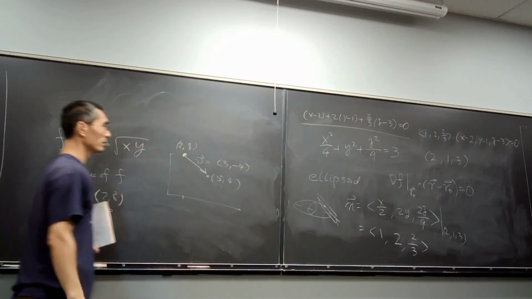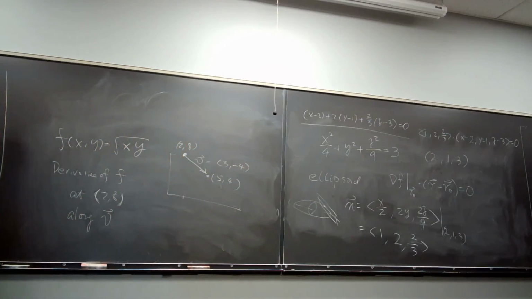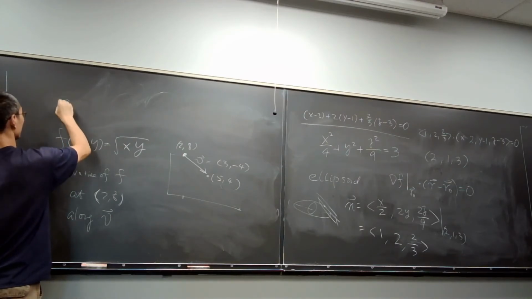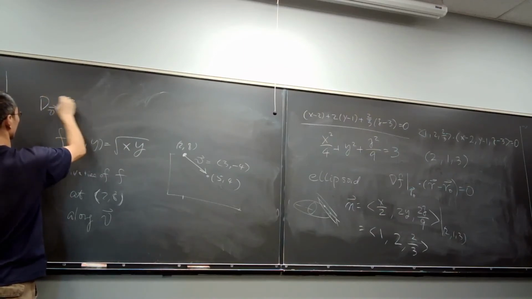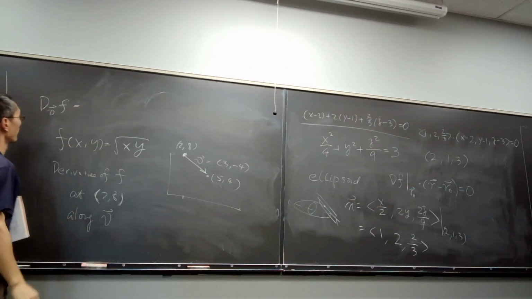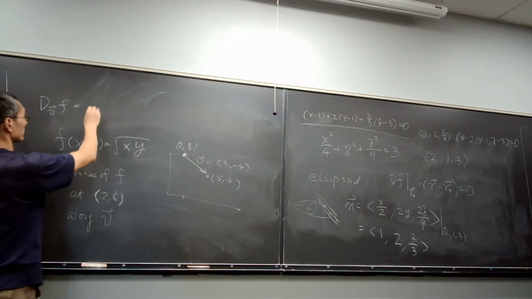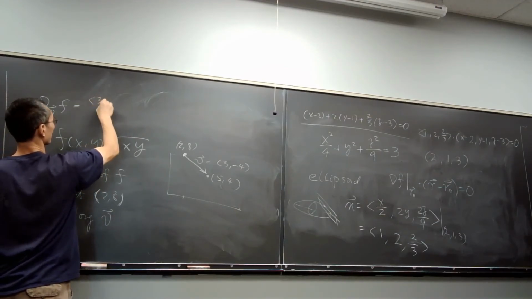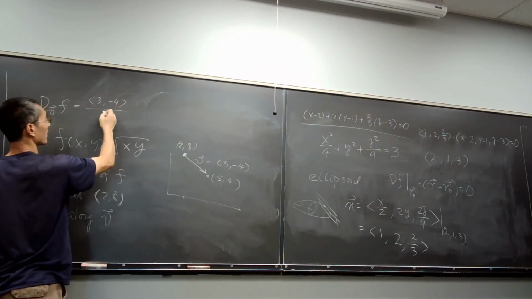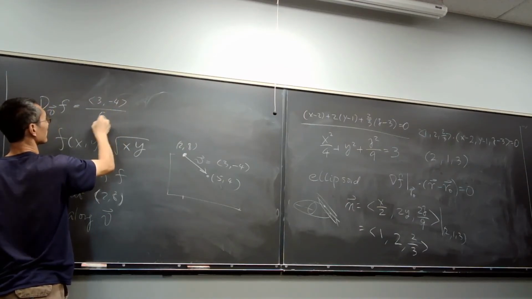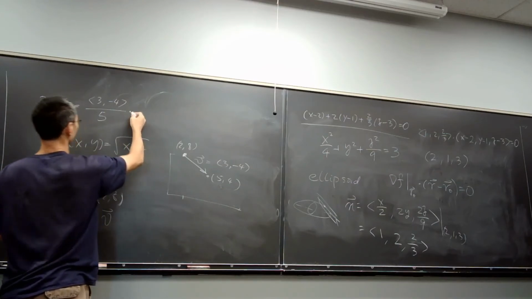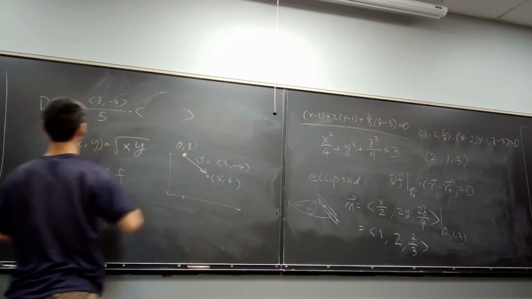Right? But to use this v in a directional derivative, you have to normalize it first. So what is the directional derivative? We have to write down v with normalization. So what is that? Divided by 5. Very nice.